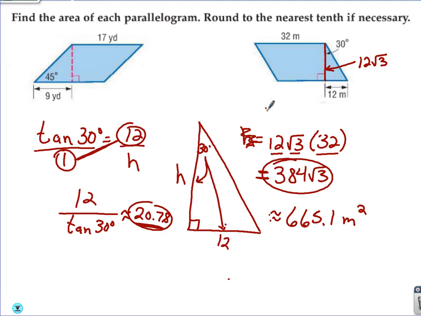But that's not what we got for the height over there. The height over here, we got 12 root 3. Type in 12 root 3. Yeah. It's the same answer. Except for, again, 20.78 is going to be a rounded answer. 12 root 3 is an exact answer.